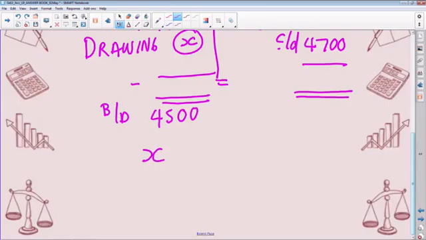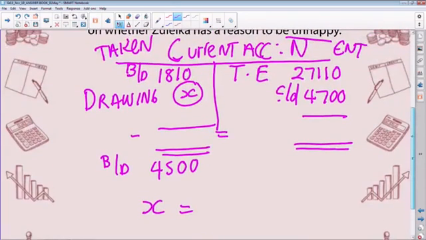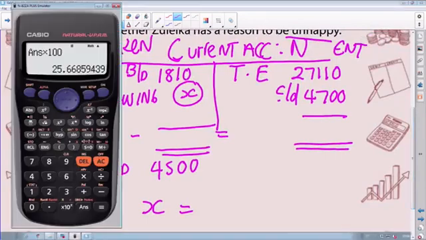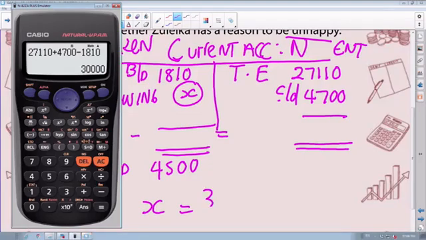So X is equal to, okay, so I'm going to take out my calculator because you should be familiar with this now. So I'm going to start on the credit side. So I've got 27,110, okay, plus 4,700, and then I'm going to subtract 1,810, and that gives me the total drawings, what she's taken, an amount of 30,000.